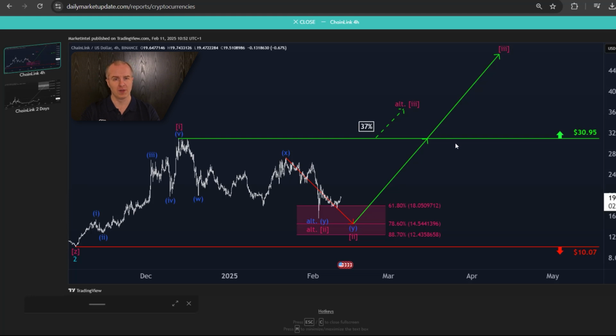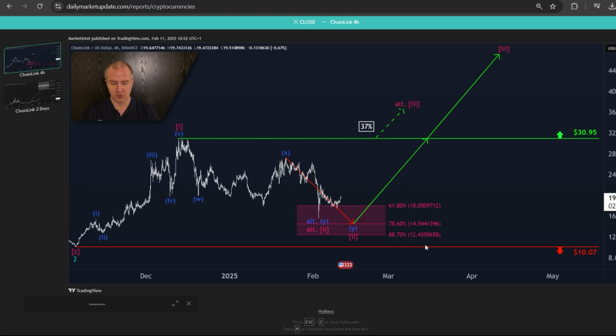What we would prefer with a likelihood of 63%, that's the probability we assign to that particular scenario, is that the price forms one more low, possibly tests this next Fibonacci level at $14.54 or $12.43. The price should in the process avoid a sustained break below $12.43, reverse and rally in a third wave and break above $30.95. This would be our ideal scenario, and then the price could quite quickly move towards $40, $50, maybe even $60, and all of that would be part of a larger degree bullish scenario.